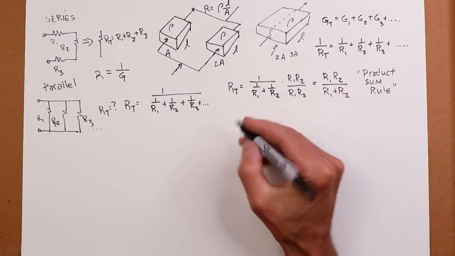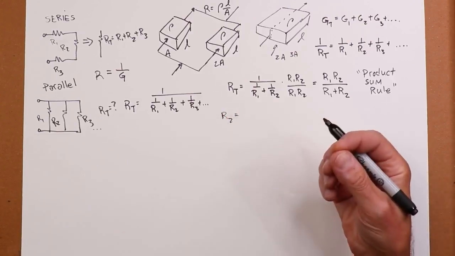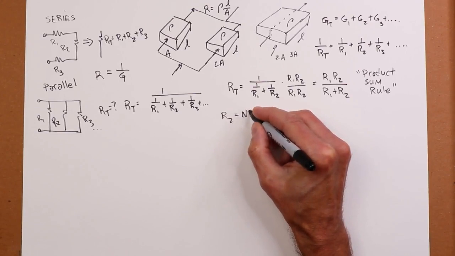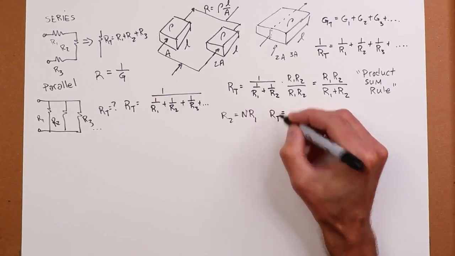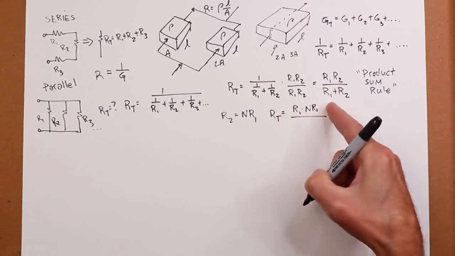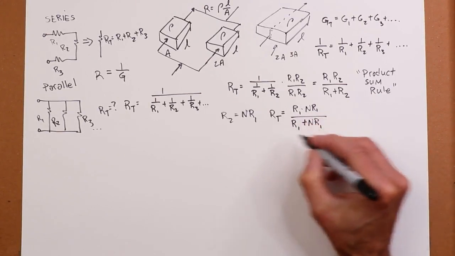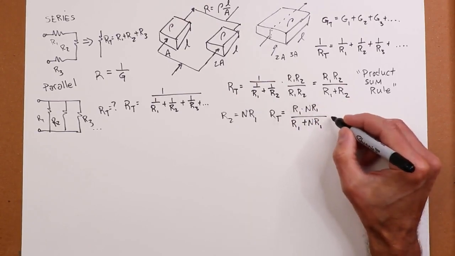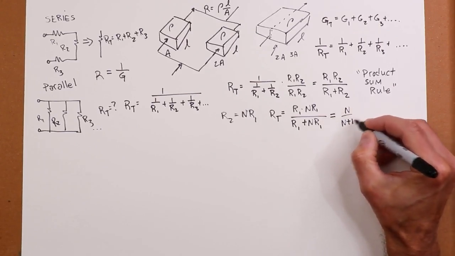And that is, if we write R2 in terms of R1, in other words, this works out well if you have nice integer multiples, like 2 times, 3 times, 4 times. But we'll just say that R2 is some multiple n of R1. And substitute that back into the equation, then we can say that RT would be R1 times nR1, divided by R1 plus nR1. Now, if you factor out your R1s over here, and then we combine this up, we get an nR1 squared. This will simplify into just n over n plus 1 times R1.